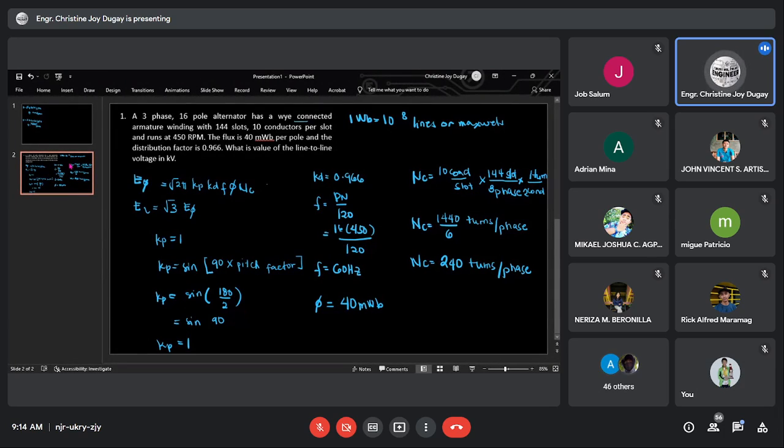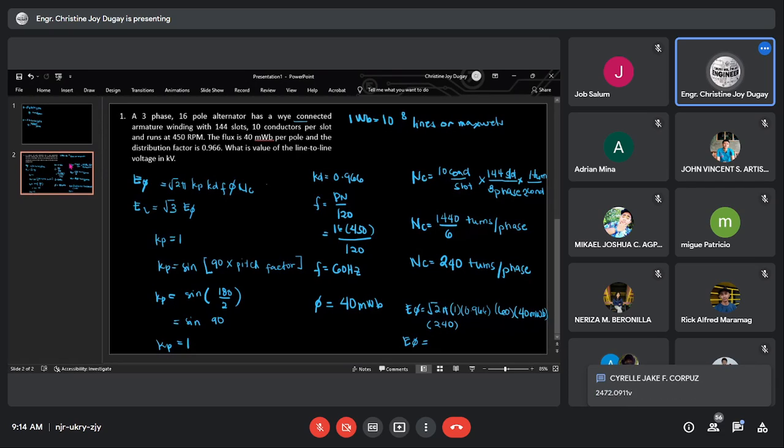Ayan. Substitution, what is the value of E phase? E phase ngayon natin, that is equal to square root of 2 pi. Kp natin is 1. Kd natin is 0.966. F natin is 60. And flux is 40 milliweber. Milli po yan, ha? And then i-times ninyo siya ng 240 na NC natin. So what is the value of E phase? Ilang volts?